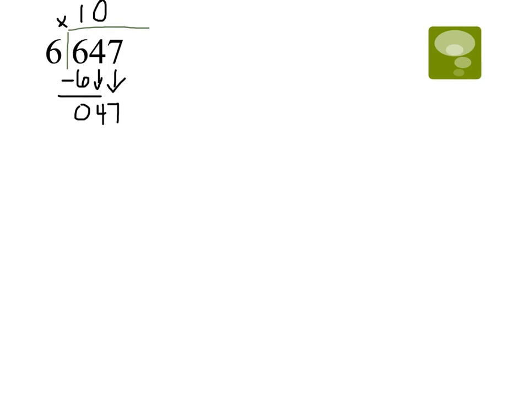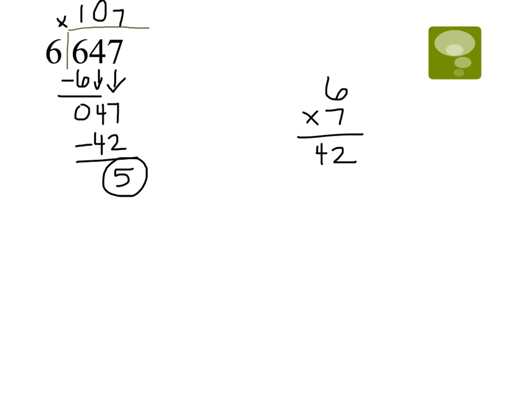Now I'm going to bring down the 7. Does 6 go into 47? Well, let's see. 6 times 7. Let's see. What was that? That's 42. So that's close. So I'm going to put a 7 there. And 42 with 5. Does 6 go into 5? We have nothing else to bring down. So our remainder, because it is less than 6, the divisor, is going to be 107, remainder 5. So the final answer, 647 divided by 6, is 107, remainder 5.